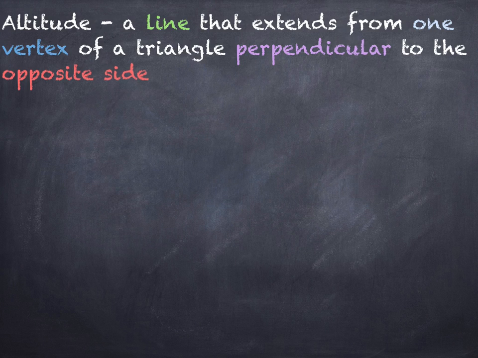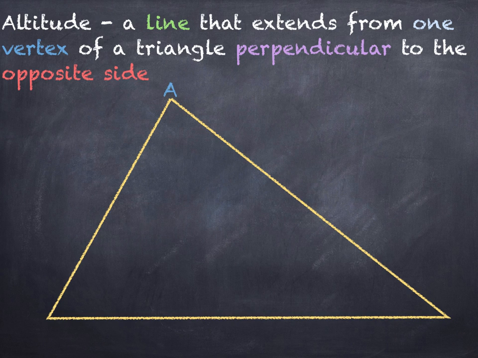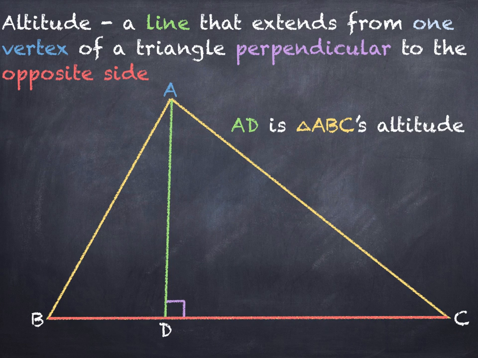Another definition that we need to know is what an altitude is. An altitude is a line that extends from one vertex of a triangle perpendicular to the opposite side. So if we look at triangle ABC, our altitude will be the line from A to D, which is perpendicular to line BC.